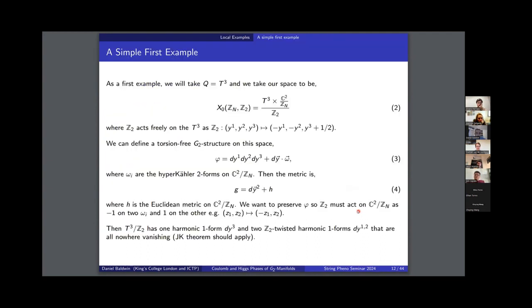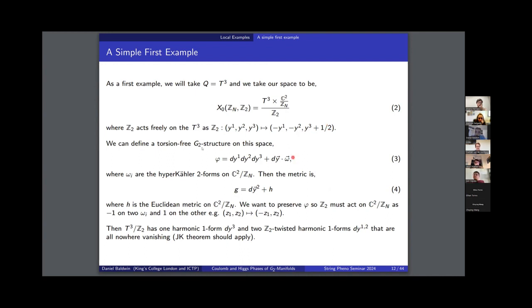Okay, so as a first example, we'll take our 3-manifold Q to just be the 3-torus, and then we'll take our G2 orbifold to be T3 times an A_{N-1} singularity, mod Z2. And we take the Z2 to act freely on the T3. So it acts as minus, minus, plus, but with a shift on the third coordinate.